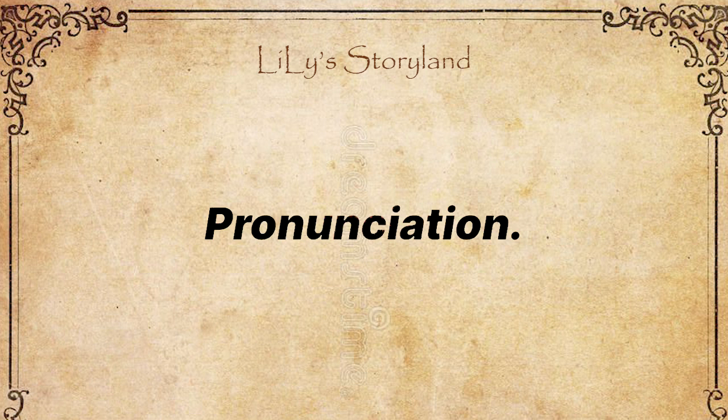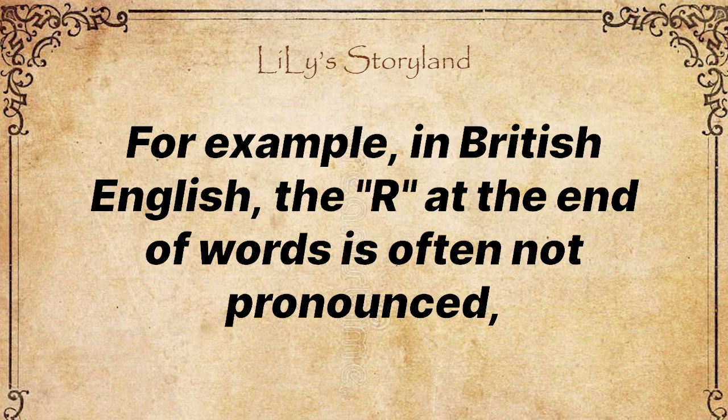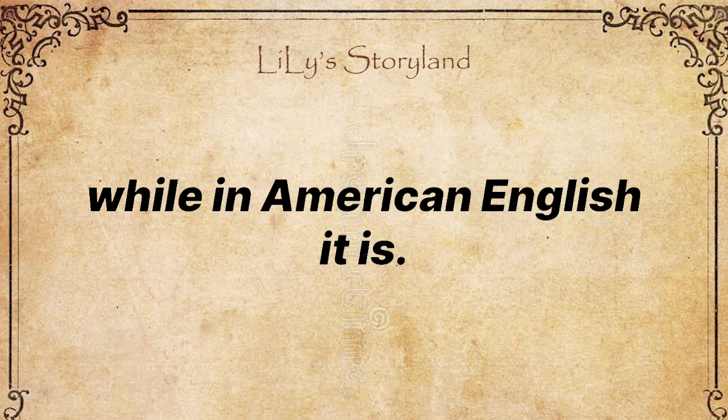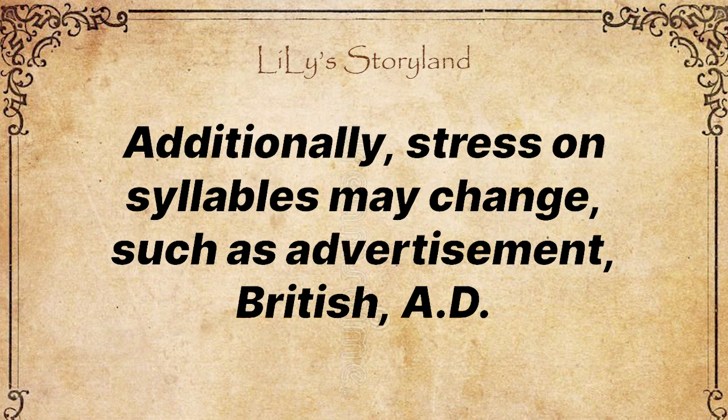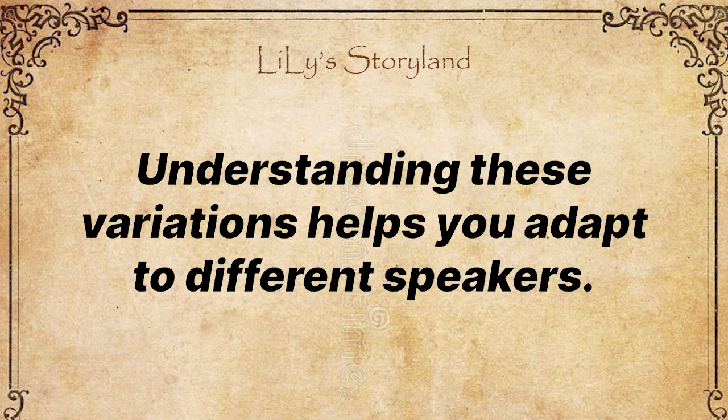Pronunciation variations. Certain sounds and stress patterns differ across dialects. For example, in British English, the R at the end of words is often not pronounced, while in American English it is. Additionally, stress on syllables may change, such as advertisement, British, versus advertisement, American. Understanding these variations helps you adapt to different speakers.